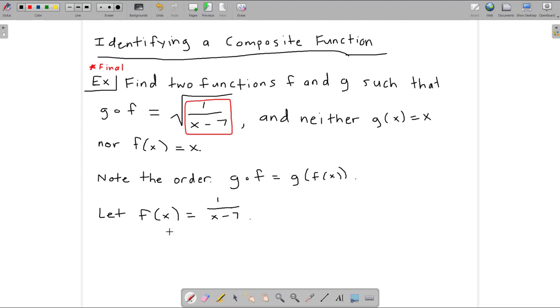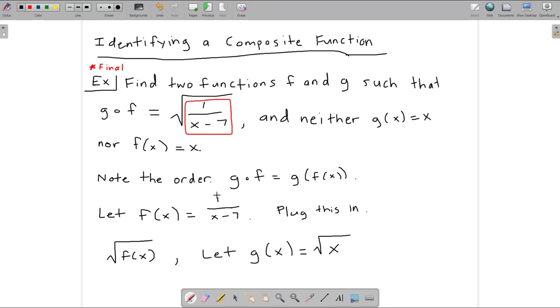So then let's plug that in and see what we get. So instead of 1 over x minus 7, let's plug in f of x. So then I'm going to have square root of f of x, right? So then you can kind of see what you need your g to be. I'm plugging in f of x into a square root. So I'm plugging in f of x into g, which I want to be a square root. Hopefully you can see. So let's let g of x equal the square root of x. And just the square root of x, not the square root of 1 over x minus 7, because that's what I let my f be. And I just want to plug in f of x where I have an x in g.